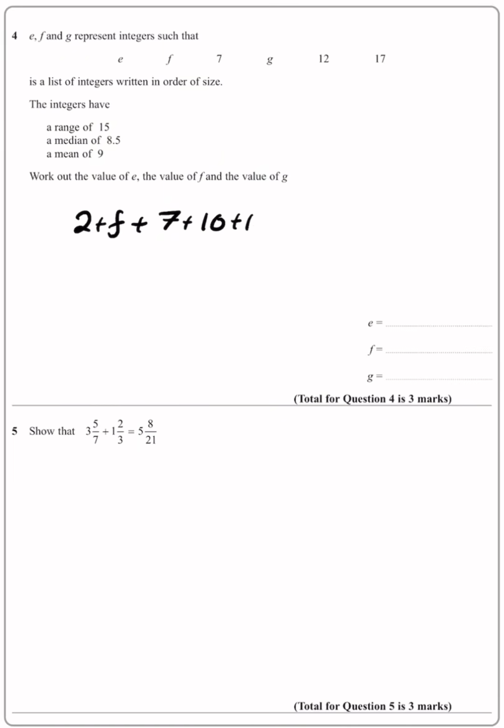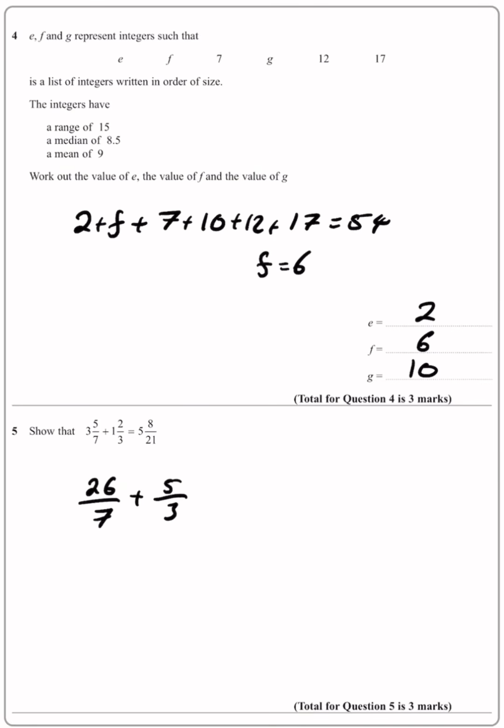Question number 4, we can deduce that E must be 2 because the range is 15. We know the median is 8.5, so that tells us that G must be 10 because 8.5 is halfway between 7 and 10. And then if we sum them, we know we're going to get 54 because it's going to be 9 lots of the 6 digits out there. And then we can work out that F is 6, so 2, 6, and 10 for question 4.